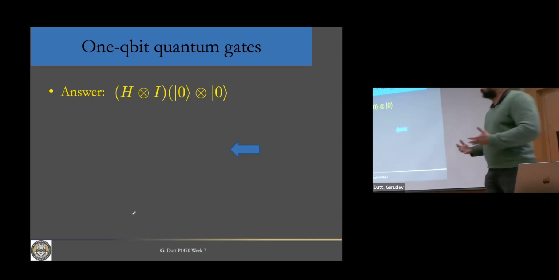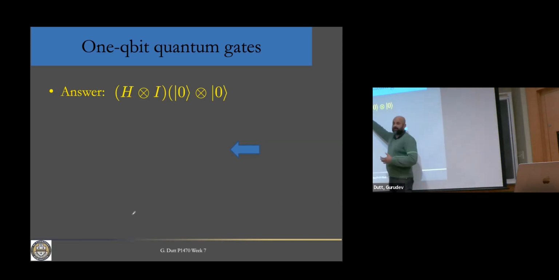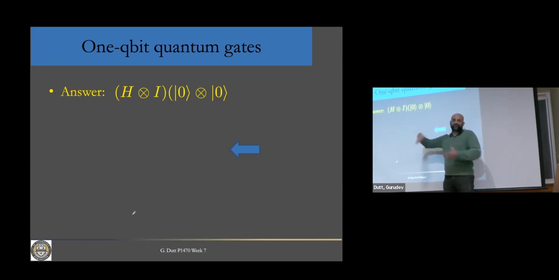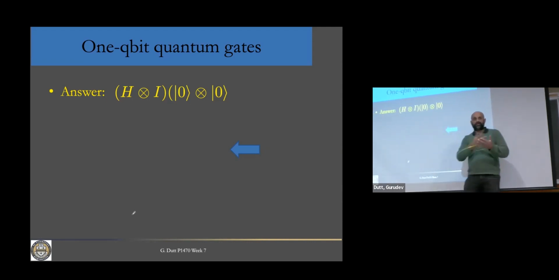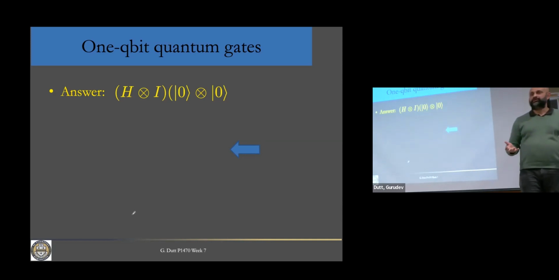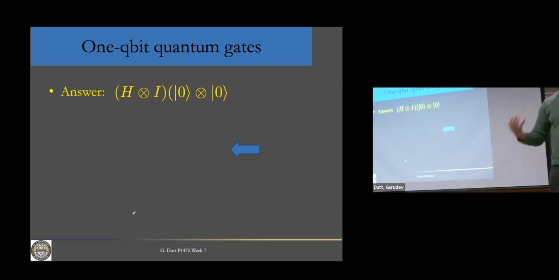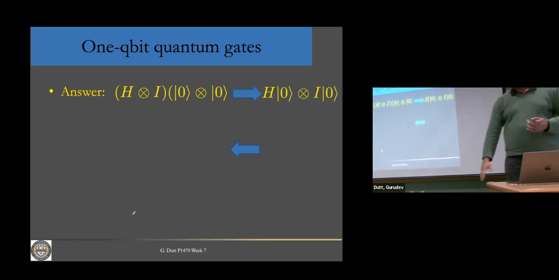So if we know what H tensor I does on 0 0, 0 1, 1 0, and 1 1, which are the only four possible inputs, then any linear combination of them, because that's what a general entangled state or general 2-qubit state will look like, can be obtained by linearizing the whole thing, taking all of those different products. So let's go through this.